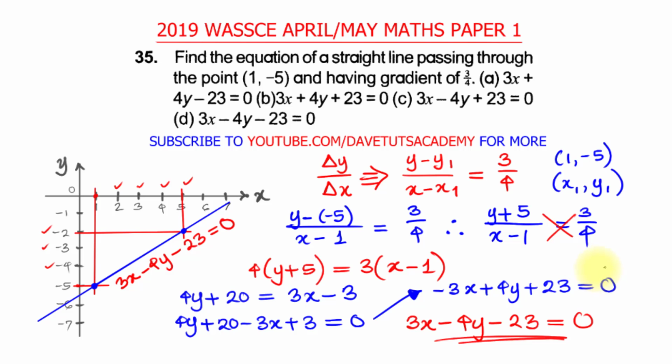This is the way to go about solving for the equation of a straight line. And I use this pictorial explanation to also explain, because I believe a picture is worth 1,000 words, and to enhance our understanding of questions like this. So the correct answer of all the options we are given is option D, 3x minus 4y minus 23 is equal to 0. All right.